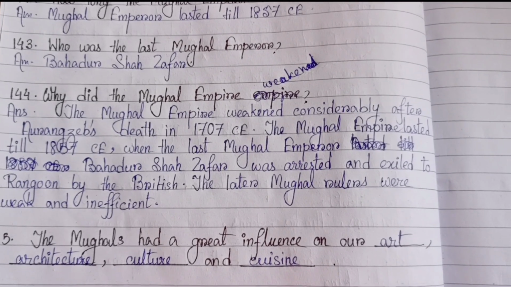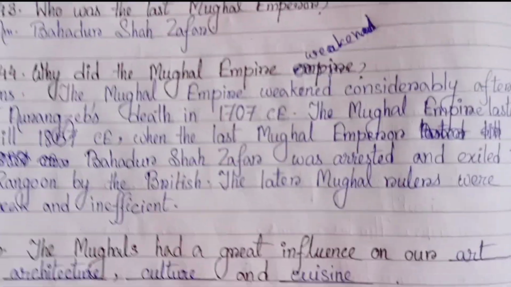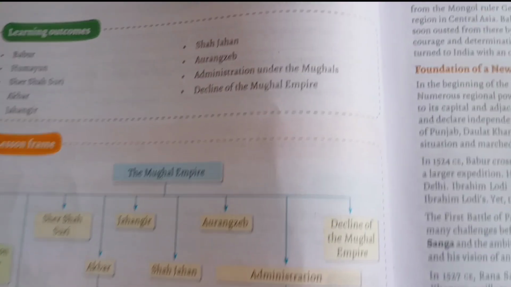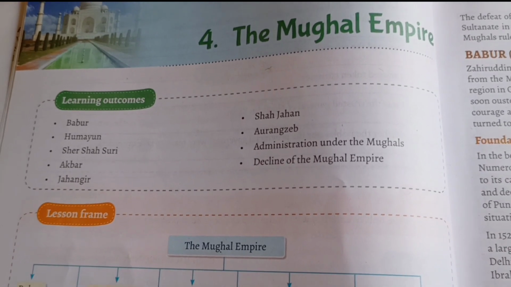145. The Mughals had a great influence on our art, architecture, culture, and cuisine. Okay, so these are the total 145 inside question answers from chapter number 4, the Mughal Empire.